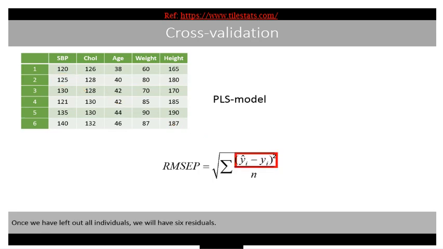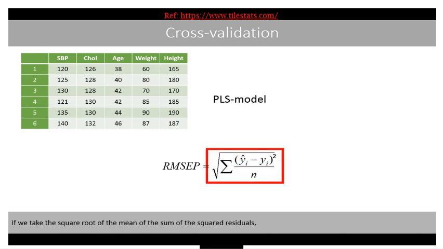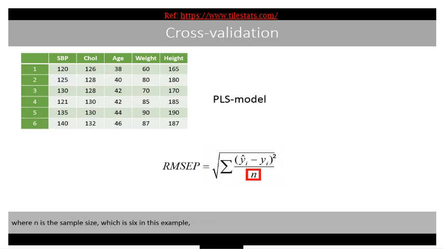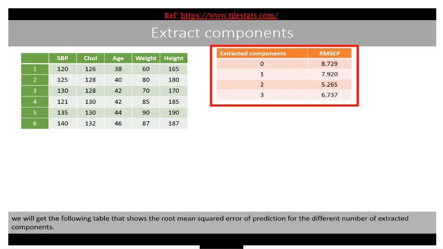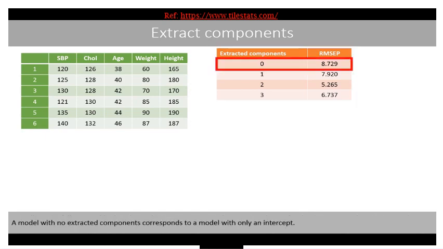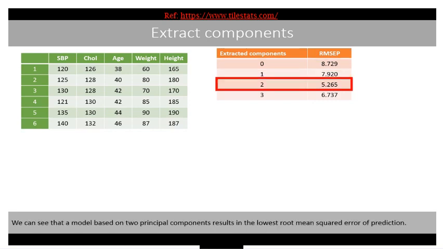Once we have left out all individuals, we'll have 6 residuals. If you take the square root of the mean of the sum of the squared residuals, where n is the sample size, which is 6 in this example, we'll get the following table that shows the root mean squared error of prediction for the different number of extracted components. A model with no extracted components corresponds to a model with only an intercept. We can see that the model based on 2 principal components results in the lowest root mean squared error of prediction.